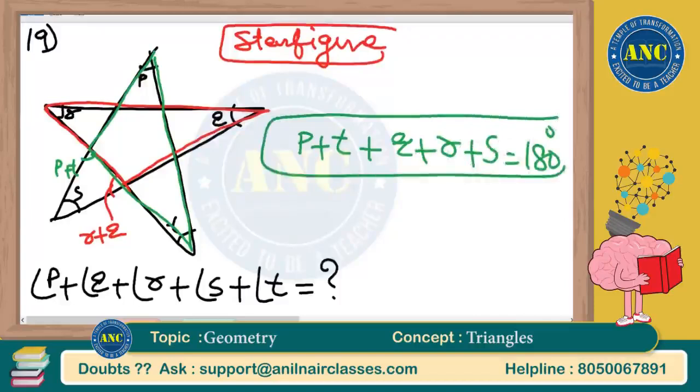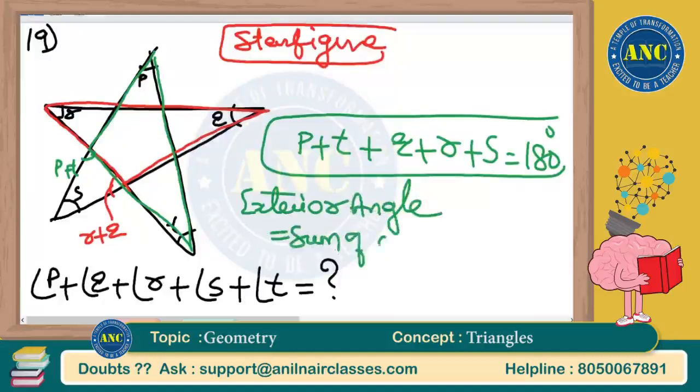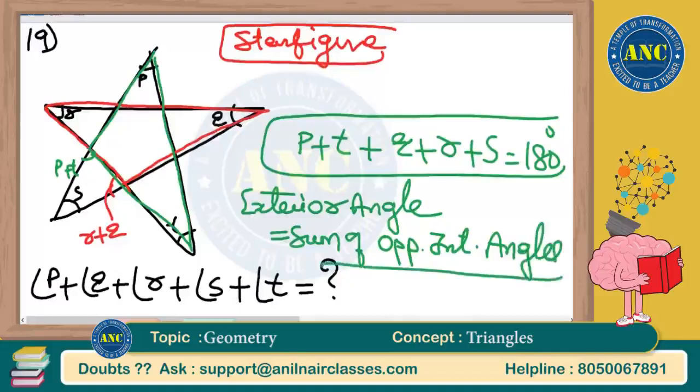Beautiful question. You take any triangle, you will get it. What is the concept that I used here? Exterior angle. Exterior angle is nothing but the sum of opposite interior angles. I hope the idea is clear.